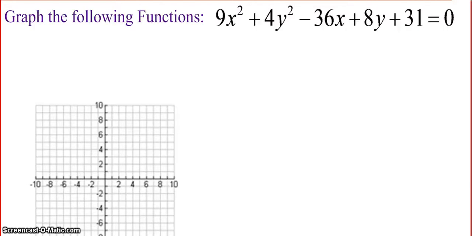Last one. Again, I want you to try this on your own. Identify the conic, get it in standard form, graph it. Pause the video, unpause when you're ready to check your work.